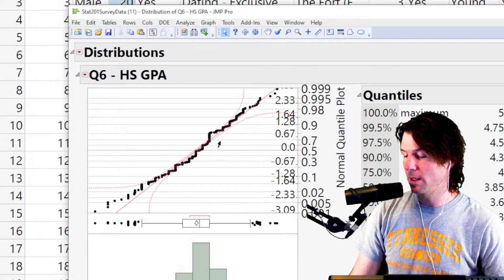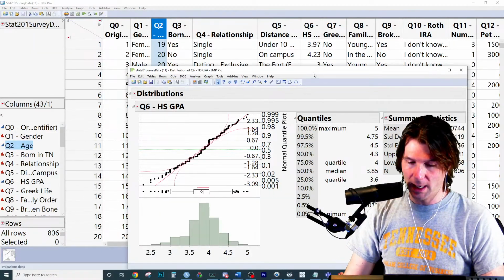Because bar charts are used for what kind of data, Blake? Blake's on the right track.